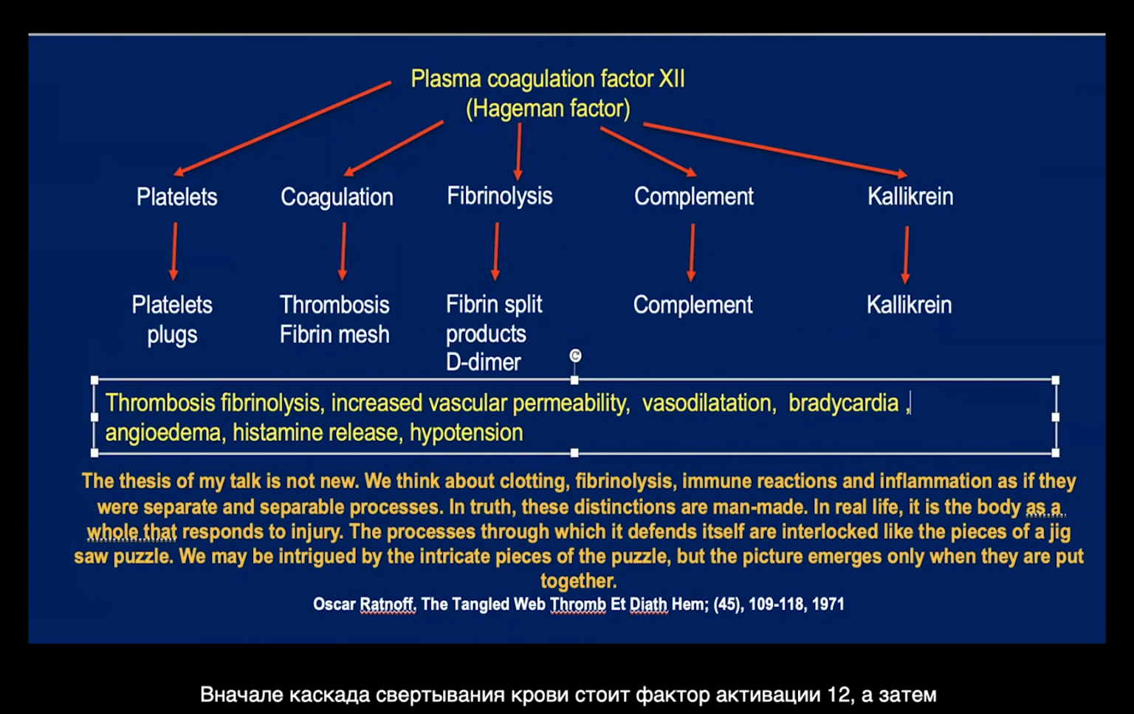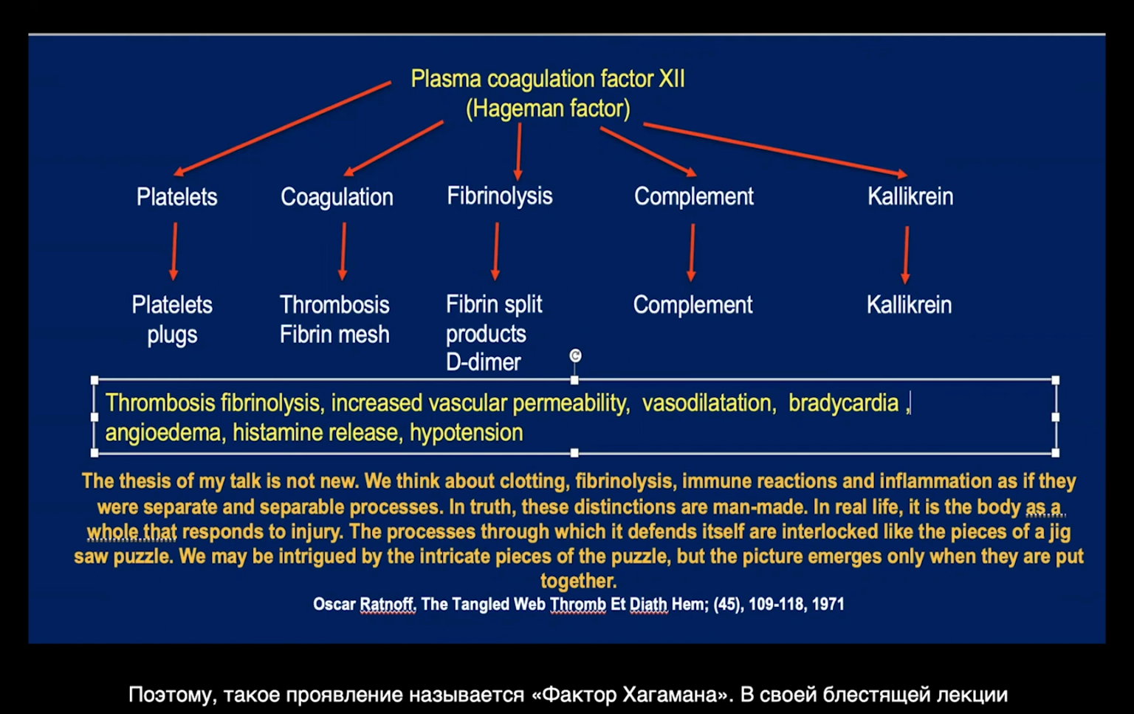In the beginning of the clotting cascade is the activation of factor 12, and then factor 11, 8, 9, 10, and so forth. But it begins with activation of factor 12. And Oscar Ratnoff had a patient who was deficient in factor 12, and his name was John Hageman, and so it's been named the Hageman factor.